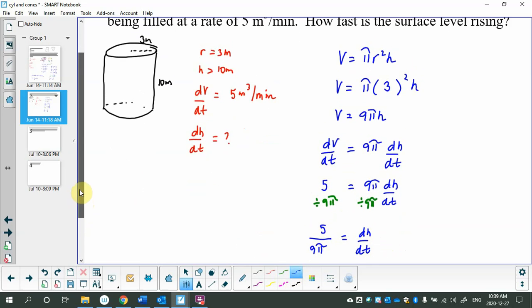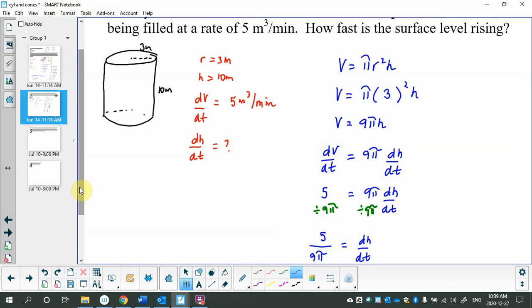And then I get to write my therefore statement. So how fast is the surface level rising? Therefore, the level is rising at 5/9 pi. We just found height and time. So that's meters, not meters cubed or meters squared. And time was minutes. There, that minutes looks better.